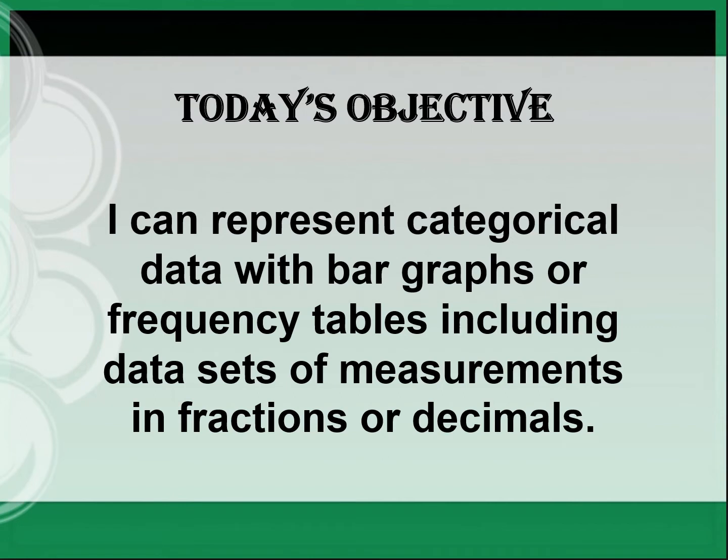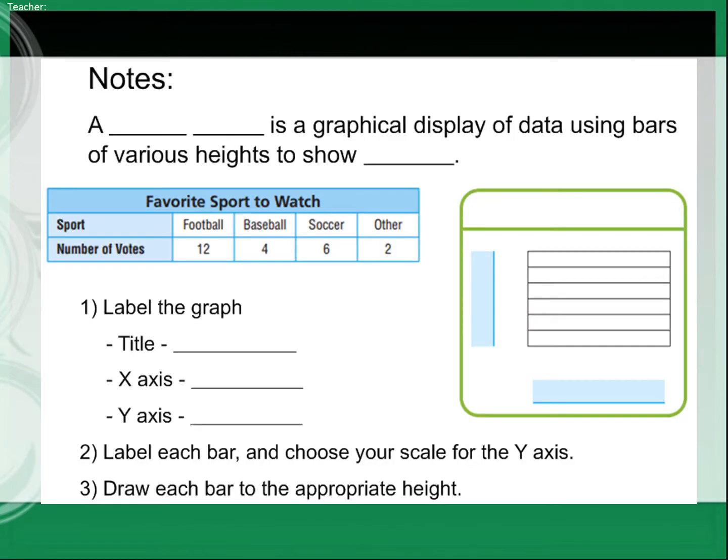The objective is the same as yesterday. I can represent categorical data with bar graphs or frequency tables, including data sets of measurements in fractions or decimals. Again, just like yesterday, that's a lot of wording. It just means we're putting data into bar graphs today, and the bar graph data could be fractions or decimals, right? So let's go ahead and get started.